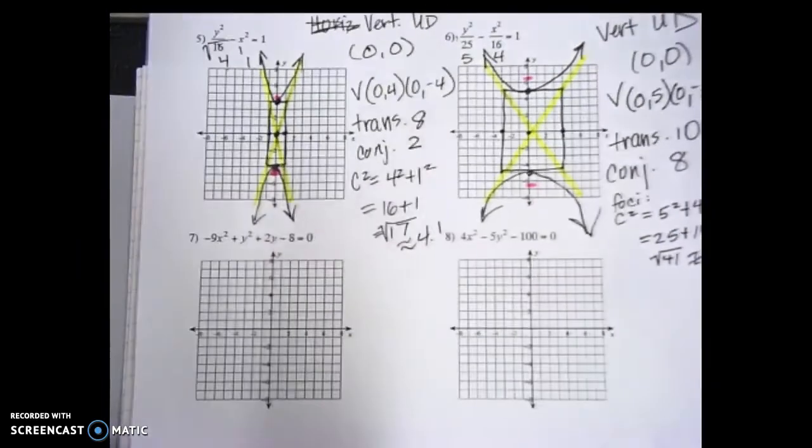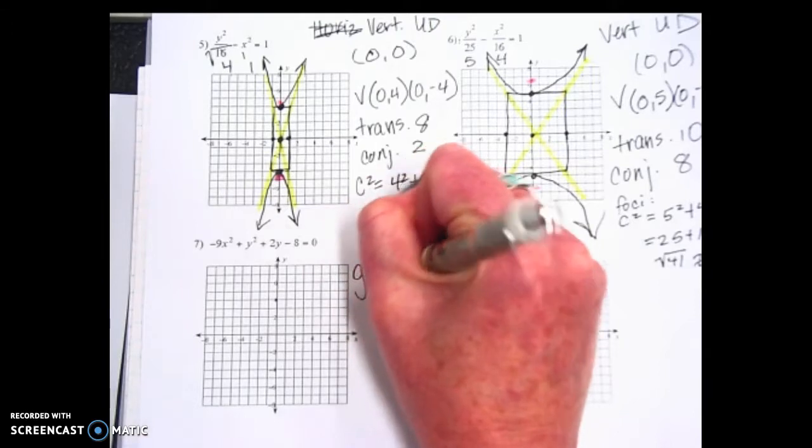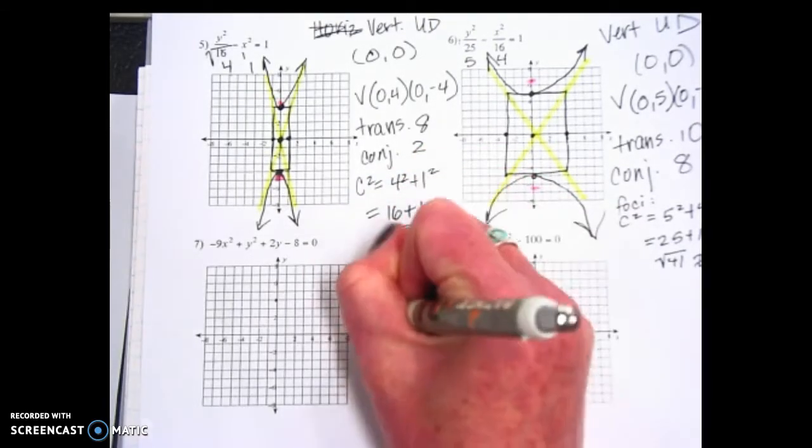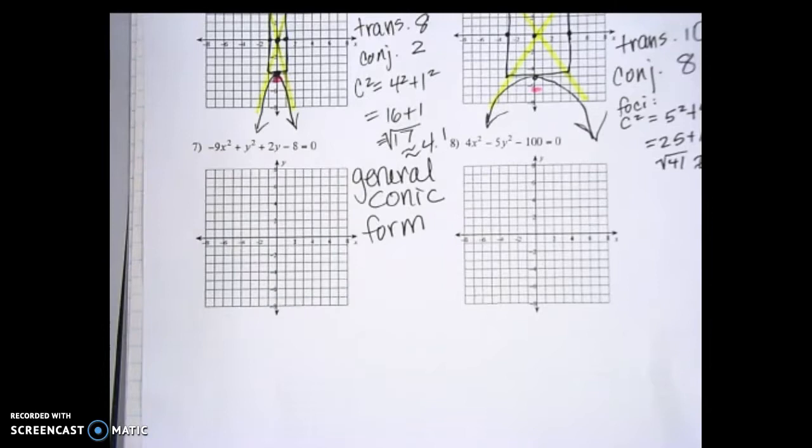When you get down to 7 and 8, notice that they are not in standard form like we like them. The form is the same as what it was called the other time. It's called the, what's the correct word for it? General conic form. I just have to look it up. General conic form. All right, so we're going to take it from general conic form and put it into standard form, which makes it easier for graphing, right?